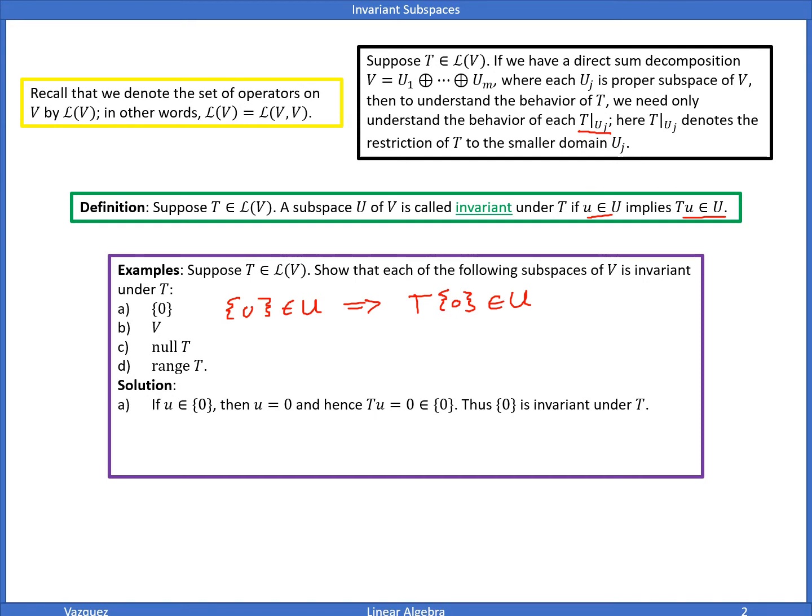Therefore, the 0 vector is invariant under T. If you want to go ahead and pause, you can try the other ones. This next one is pretty straightforward. If we have a vector in V, we're mapping it to V, so it should be invariant under T. Remember, T here is an operator, so T of u must be in V as well. Therefore, V is invariant under T.